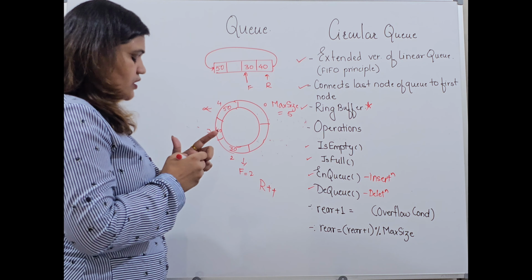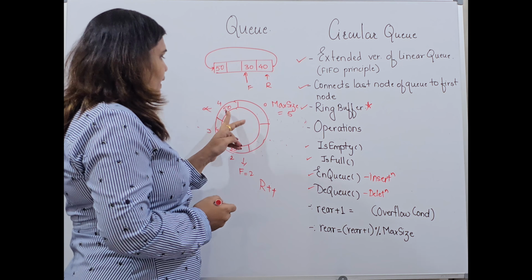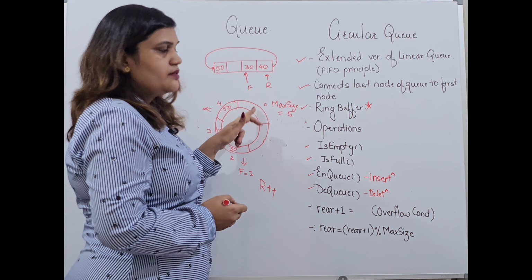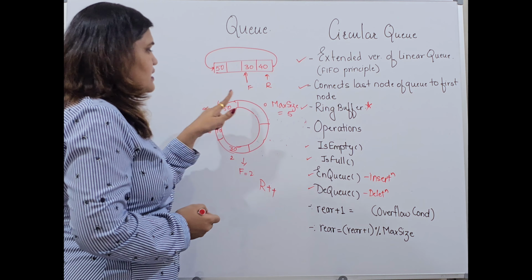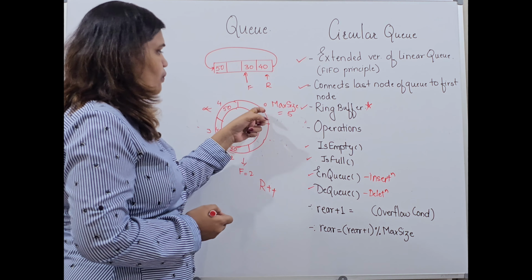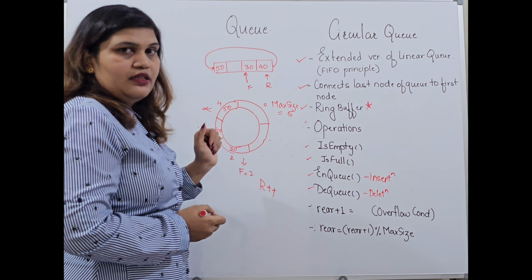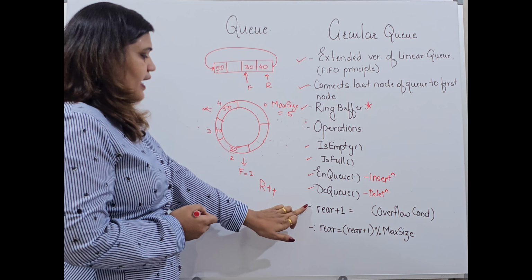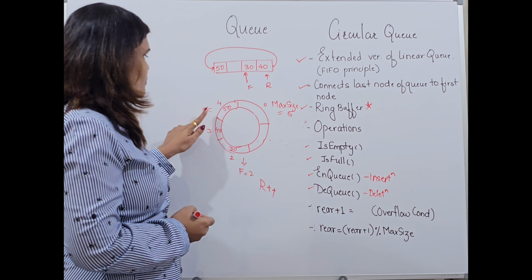This element would be deleted. Right? But now what does the circular queue say? That if I want to insert the element, my end is connected to my first. My end node is connected to my first node. So then I can still insert the elements if the space is vacant. Now how do I check this condition to insert elements? Because we know that I increment my rear. So my rear is pointing here.